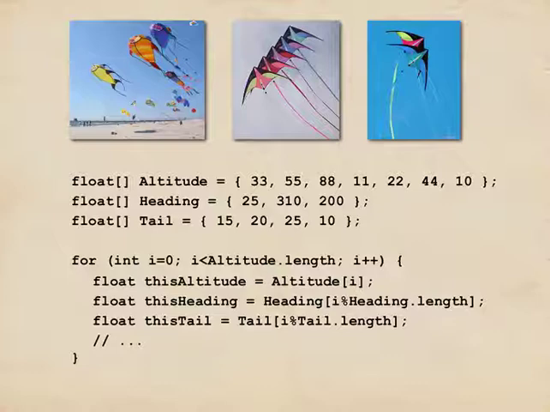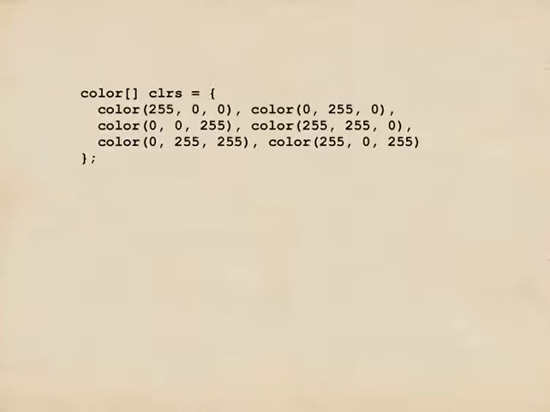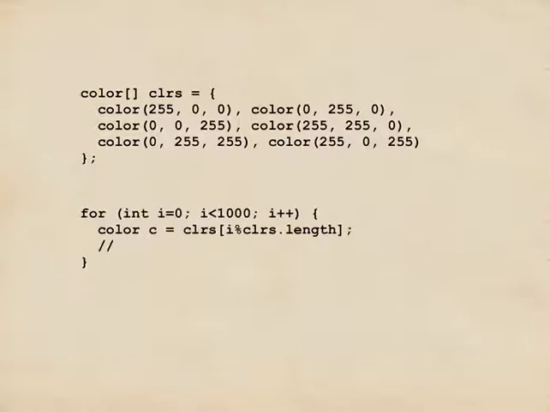I use this technique frequently when I want to create a large number of objects by recycling a relatively small number of colors. I'll declare an array of colors, and then I'll fill it in with something. Here I just have 6 primary and secondary colors. Now I'll write a loop. Maybe I'm going to make 1,000 objects. I can always get a valid color by asking for i mod colors.length.